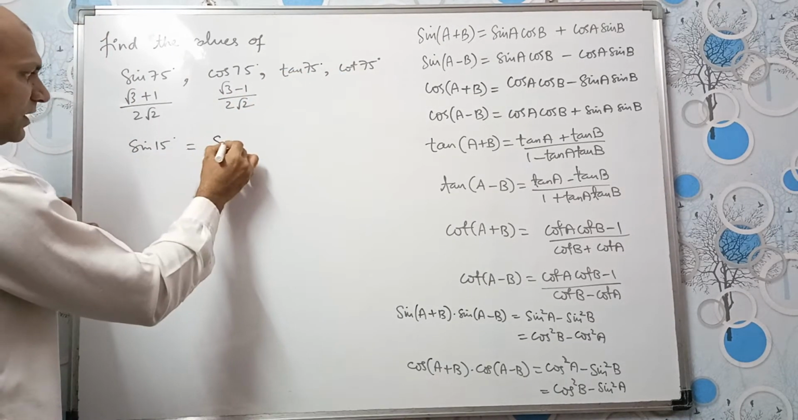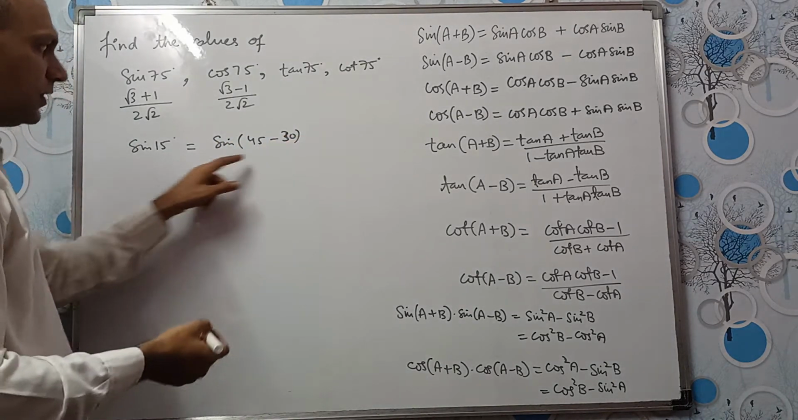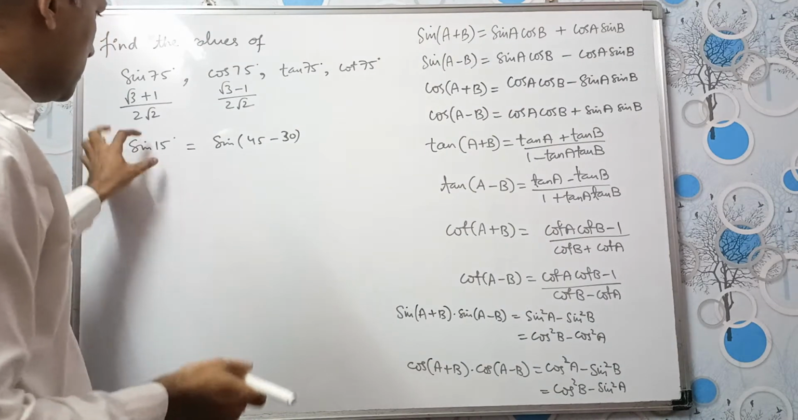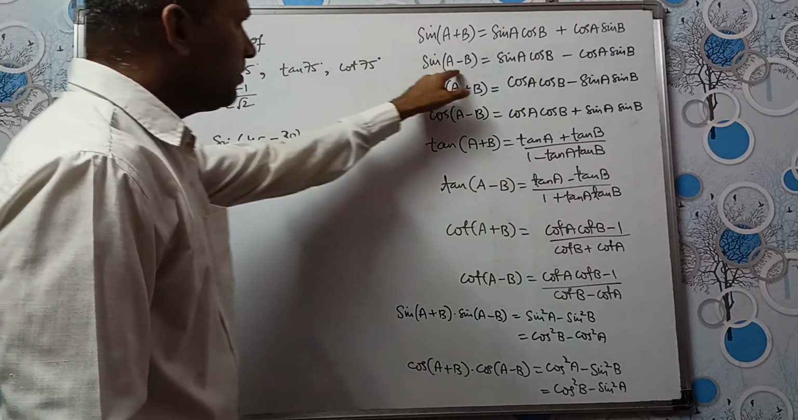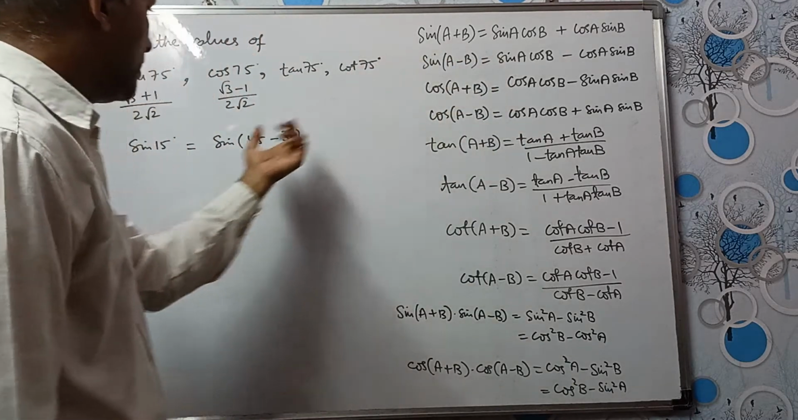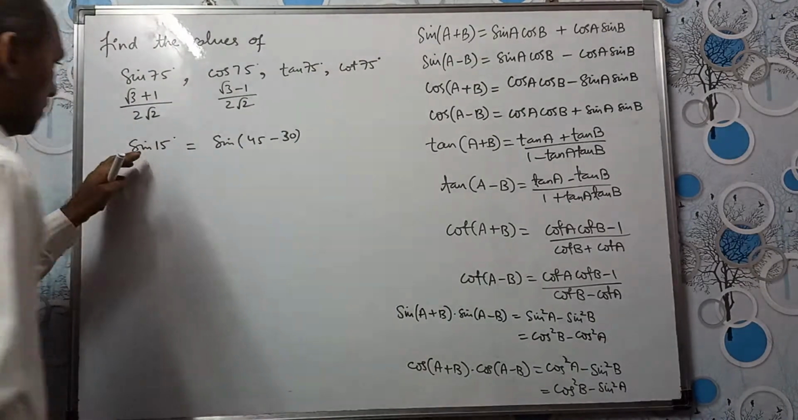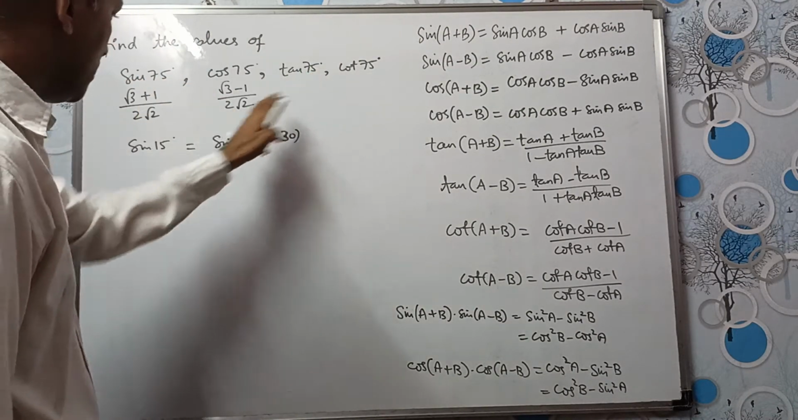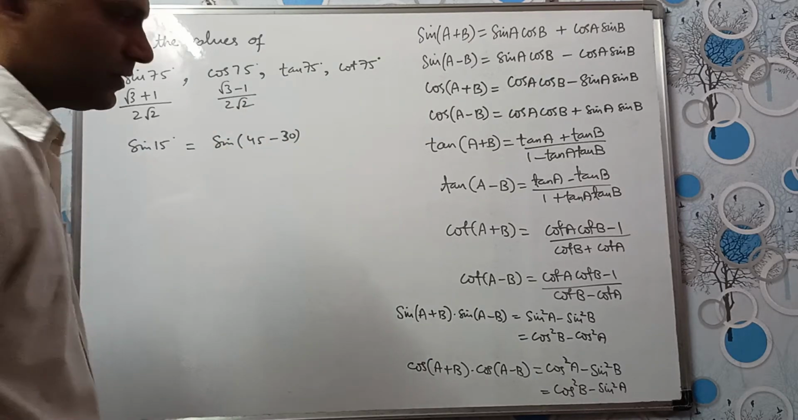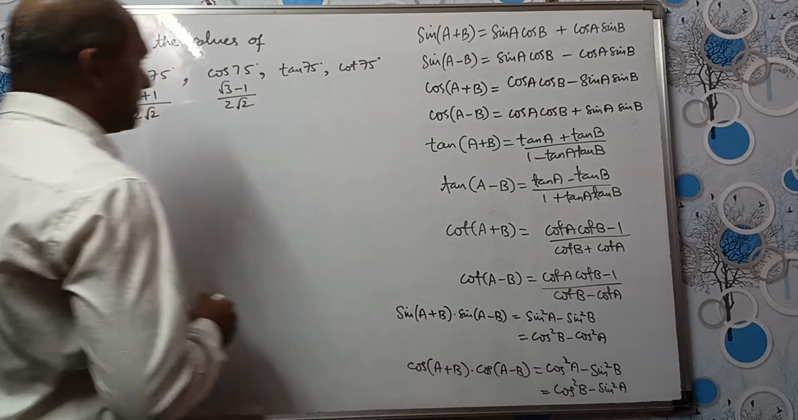How can we write sine 15? We can write 45 minus 30. 45 minus 30 is 15 only, right? So expand this using a minus b and substitute the values, and we'll get the sine 15 value. So I'm leaving that for you: sine 15 degrees, cos 15 degrees, tan 15, cot 15 degrees. All right, so let us find tan 75 now.